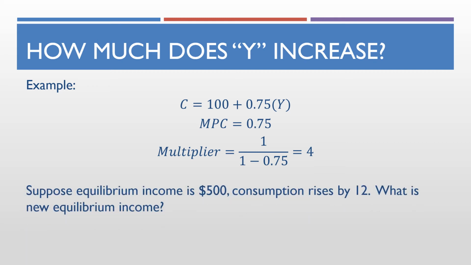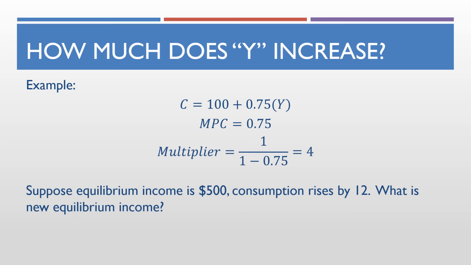And let's suppose we currently have an equilibrium income equal to $500 in our economy. Let's say consumption rises by $12. And again, when we say the consumption rises by $12, we assume that this is an autonomous spending increase of $12. So in this case, what would be the new equilibrium income?